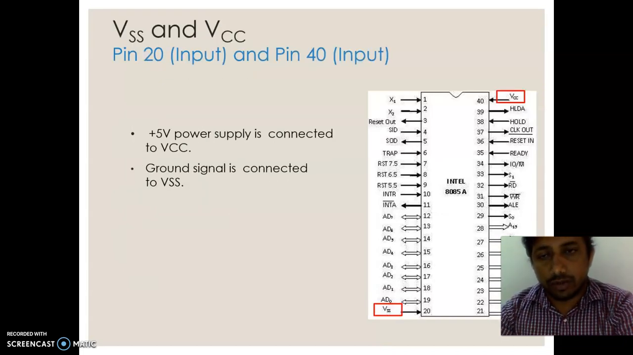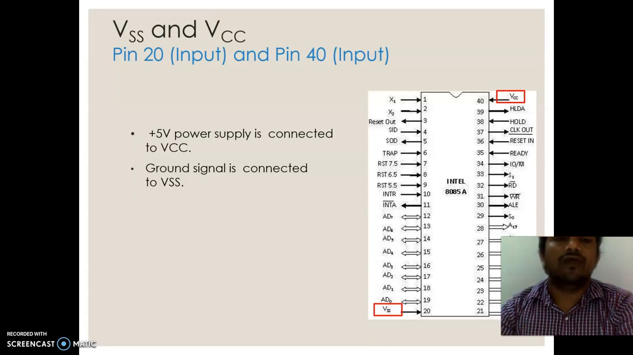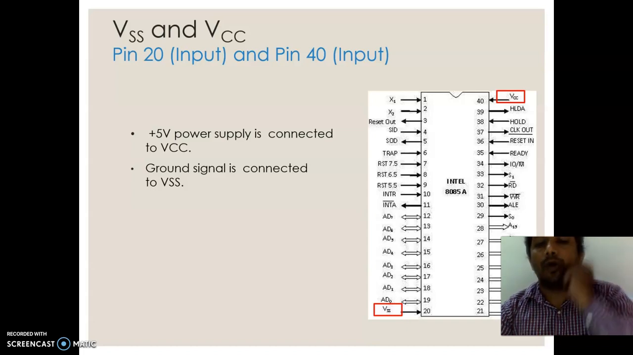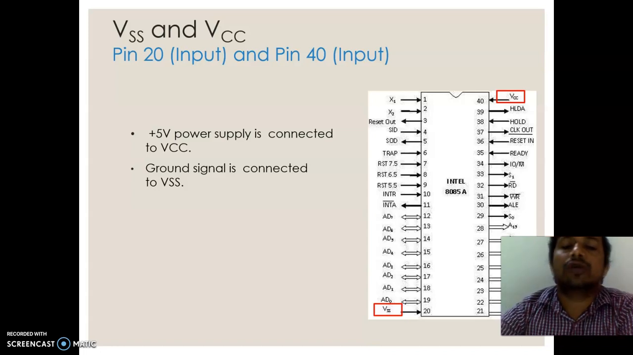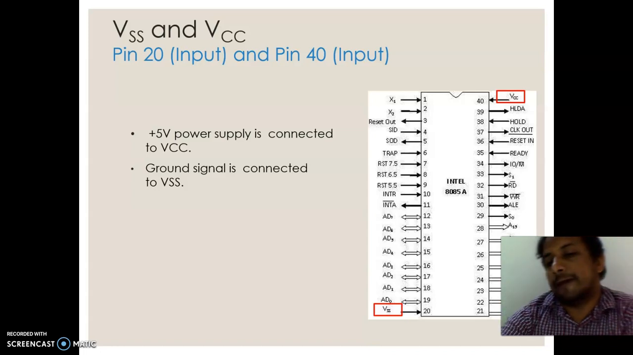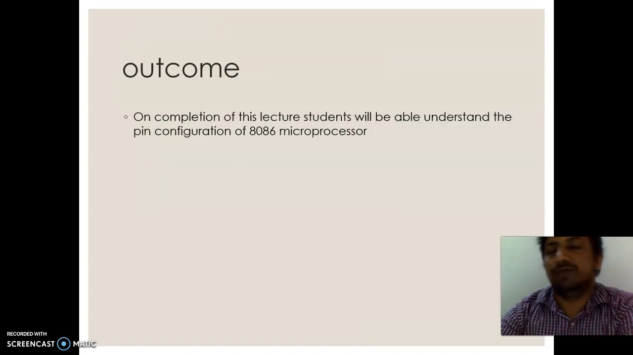Last are the two pins VSS and VCC. VSS is the ground pin, which is pin number 20, and VCC is the power supply pin. The 8085 microprocessor, as you know, requires plus 5 volts of power supply, and that is provided to pin number 40, the VCC pin.